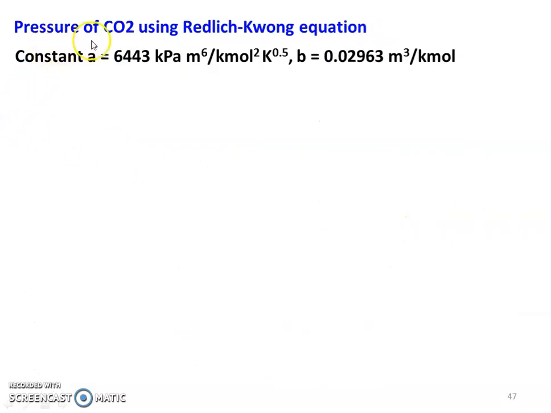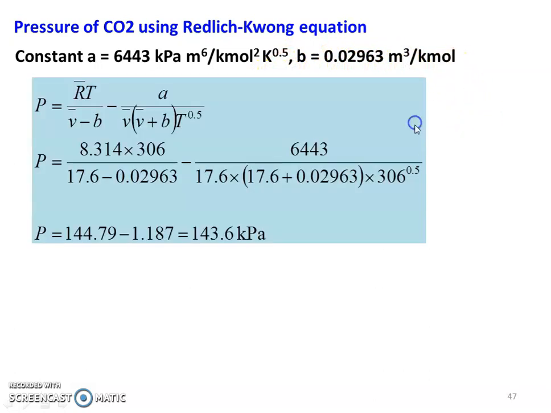Next equation, the pressure of CO2 using the Redlich-Kwong equation. Constant a equal to 6443 kilopascal meter power 6 kilogram mole square Kelvin to the power 0.5 and b equal to 0.02963 meter cube per kilogram mole.